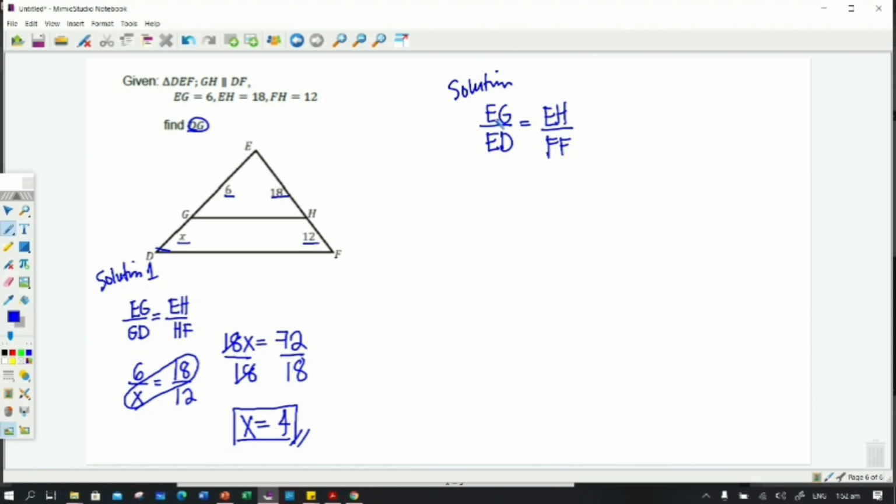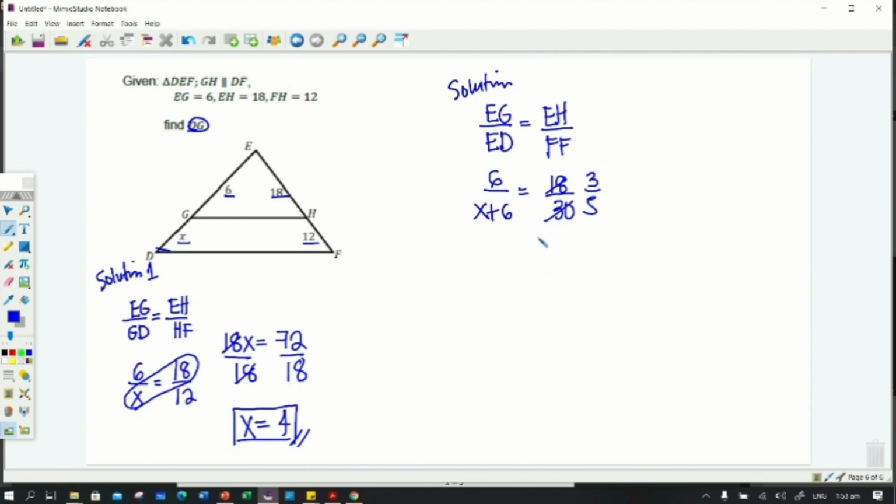So let's now solve. For EG, that is 6. And for ED, that's the whole left. So we have to add 6 plus X. We have X plus 6 is equal to EH, which is 18, all over whole right, which is 12 plus 18, and that is 30. Okay? Then we apply cross product. Actually, we can simplify 18 all over 30. Okay, so what is the lowest term of 18 all over 30? That is equal to 3 all over 5.